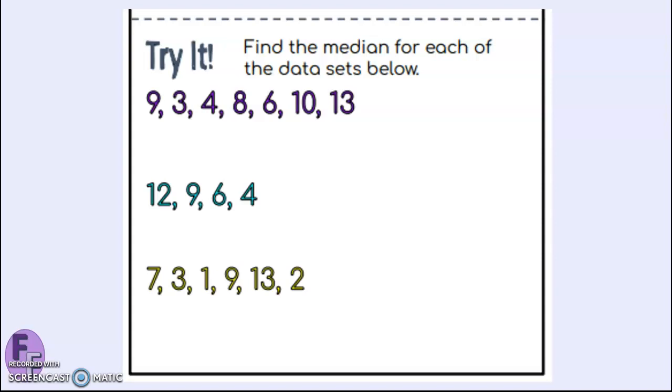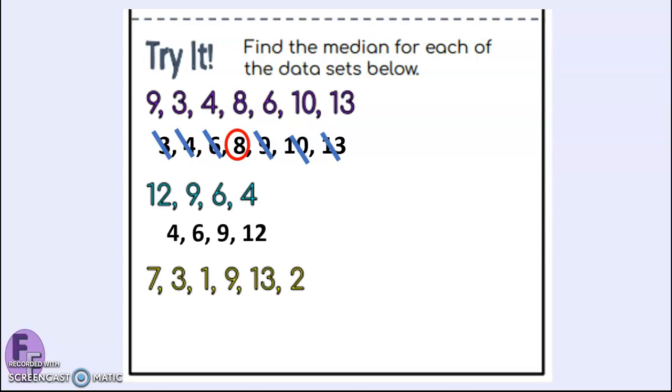First, list the numbers in order from smallest to largest. Then, cross off one number from each side of the data set until you get to the middle number. In this case, we have 3 numbers crossed off on each side. Our middle is 8.